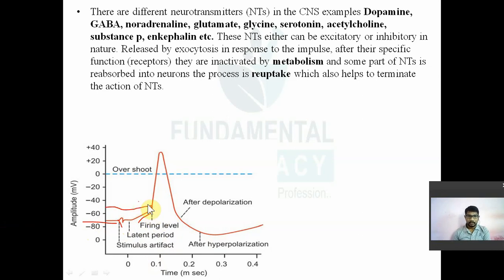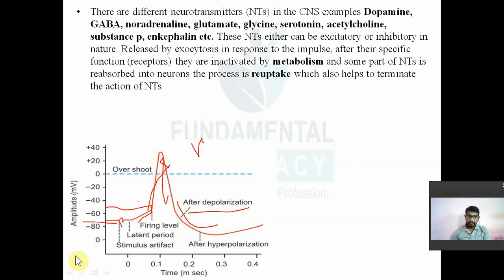At that time, abrupt entry of sodium will be there. There is a depolarization. After that there will be a repolarization in this curve. That is known as after depolarization. There will be repolarization. This is known as the firing level, and the time required to get a repolarization is known as the refractory period.